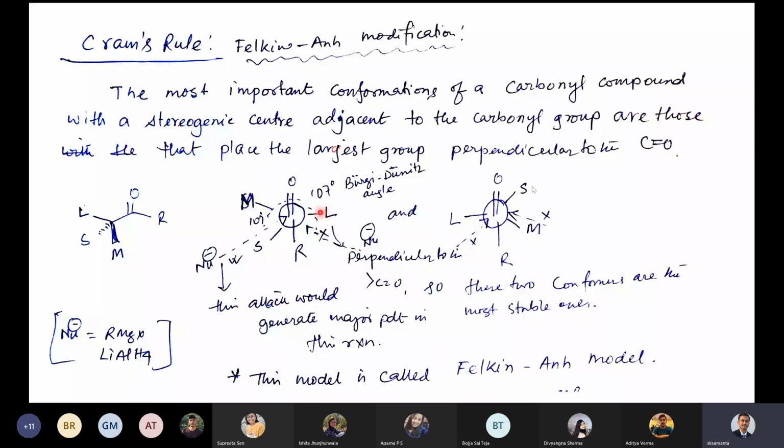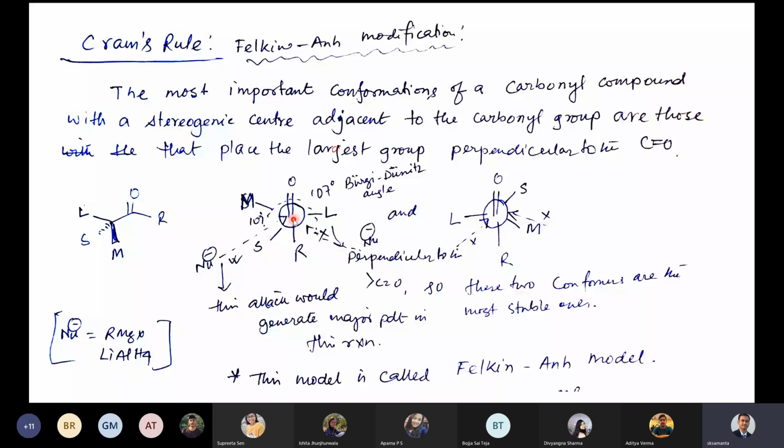Now we have these two conformations which are possible, considering the postulate that the largest group will be perpendicular to the C=O double bond. Now the question is, from which place will the nucleophile attack? We already know that the nucleophile attacks at nearly 107 degrees, which is called the Burgi-Dunitz trajectory. So mostly the nucleophile will attack either from this face or from this face.